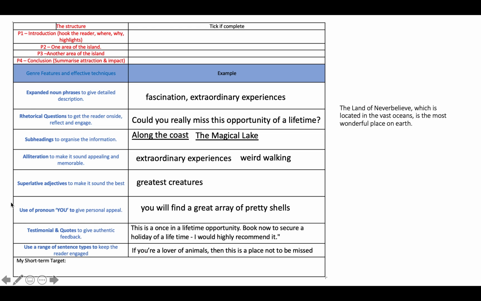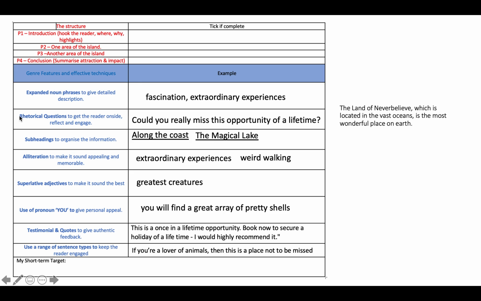So here are the features of a persuasive text. Let's go through them together. Remember, if there are ones that you haven't included, you need to try and edit and go back and include them in your work. So an expanded noun phrase is just where you're using 2 adjectives before a noun. So fascinating, extraordinary experiences. Rhetorical question. Now we are absolute champions at rhetorical questions now, aren't we? It's a question that you already know the answer to, and it's a really effective persuasive device. So could you really miss this opportunity of a lifetime? Got a question mark at the end, and they're probably sat at home thinking, no, I can't.